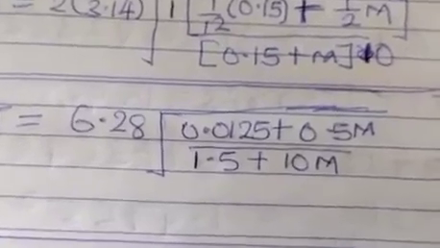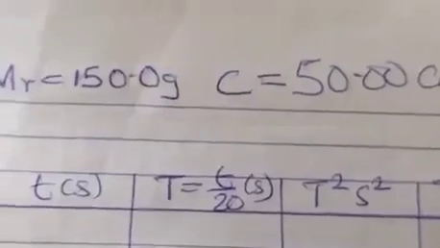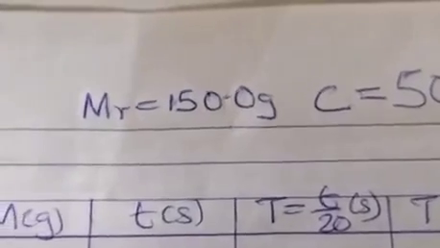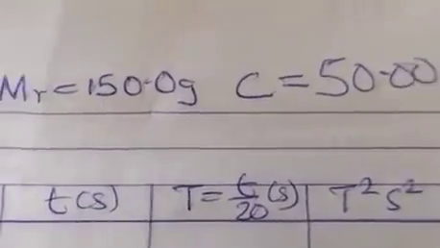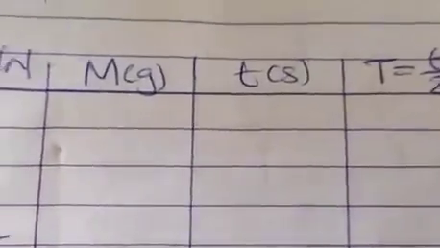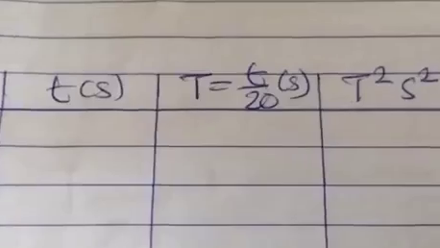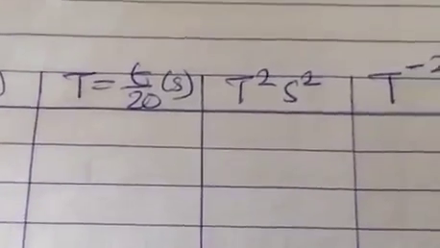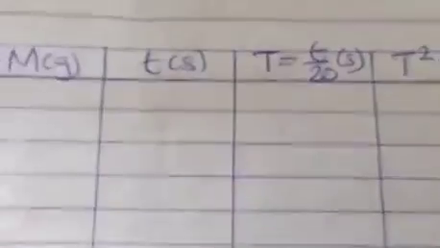All you have to do in each case is replace m with the mass you are asked to hang on the meter rule. So let's go to experiment number 1. You see that table of values; we've already written the mass of the meter rule, 150.0 grams, which we are using for the experiment. C, the center of gravity, is 50.00 centimeters. You see your table: serial number, and the number of the experiment up to 5 times. Then after serial number, you have mass in grams, time for 20 oscillations in seconds, period T over 20, then period squared, which is seconds squared, then inverse of period squared, which is per second squared.